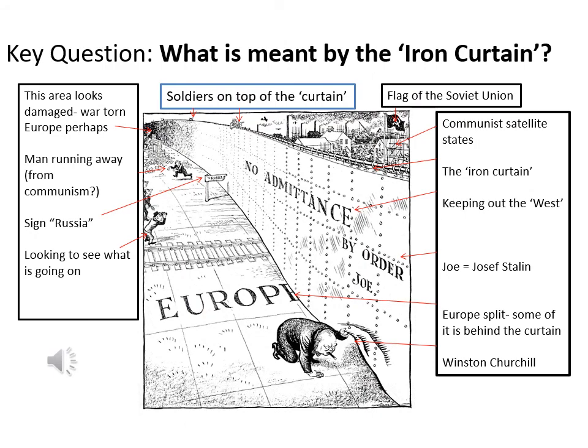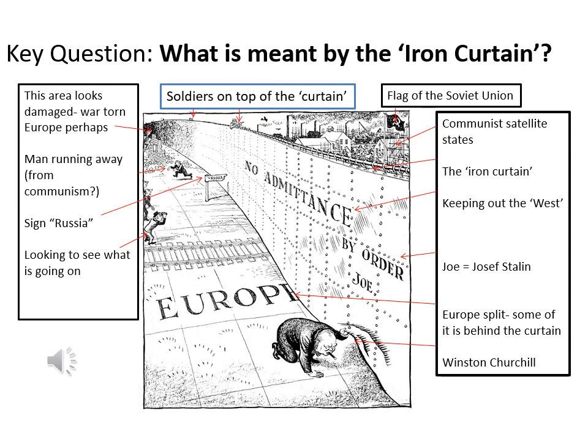And this speech can be characterized by the cartoon that we see here. We can see Winston Churchill at the bottom of the cartoon peering under the Iron Curtain that he described in his speech, and that Iron Curtain seems to run the length of Europe, and we can see that it splits Europe by the fact that the word Europe is partly cut off and partly under the Iron Curtain. Across the curtain is written "no admittance by order of Joe," Joe being Joseph Stalin, and this no admittance is keeping out the West. And behind the curtain we have what we call the communist satellite states, which we'll find out about in my next video.